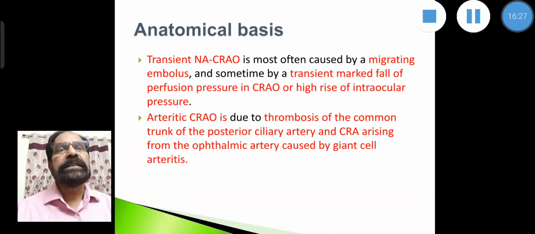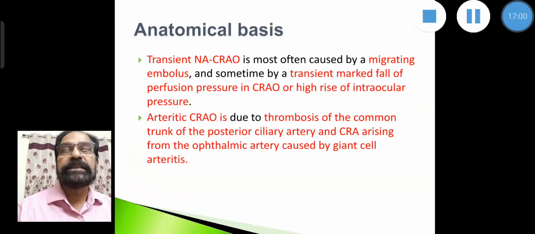Transient central retinal artery occlusion is most often caused by a migrating embolus and sometimes by a transient marked fall of perfusion pressure in the central retinal artery or a high rise in intraocular pressure. Arteritic central retinal artery occlusion is due to thrombosis of the common trunk of the posterior ciliary artery and central retinal artery arising from the ophthalmic artery, caused by giant cell arteritis.